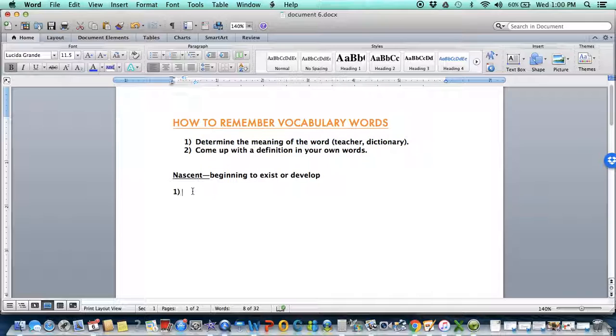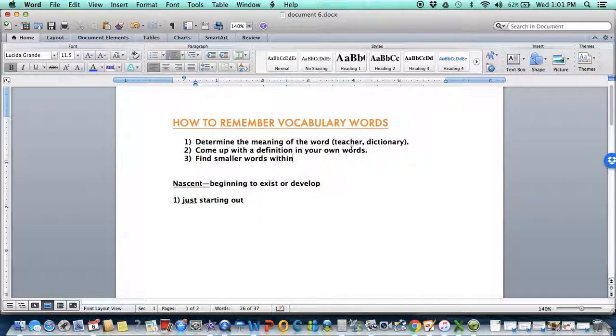Now let's come up with your own wording for it. So I'm going to say if something is nascent, something just beginning. So I'm going to say something that's just starting out, right? That's what I would say. And you want your wording here to be as simple as possible. A second or third grader should understand what this means, okay? In your own words.